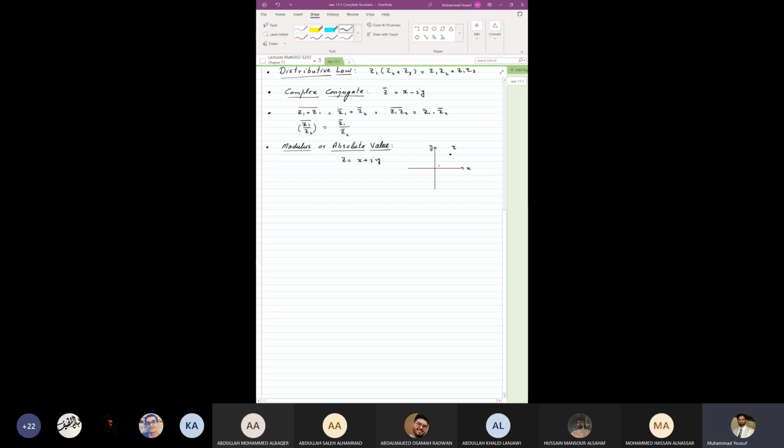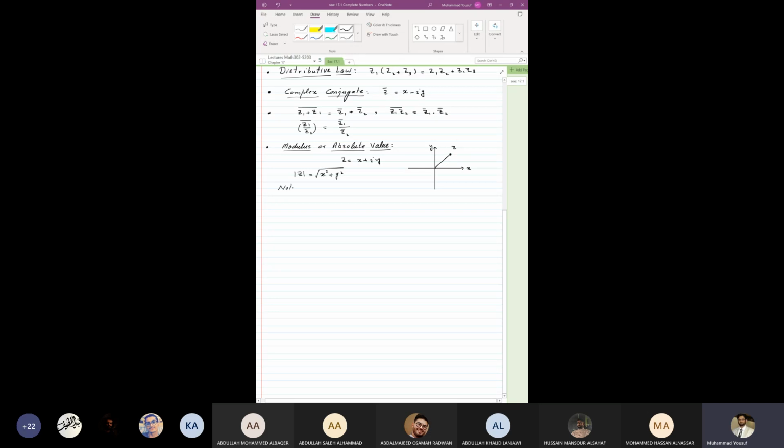And then the modulus of Z is actually this distance. Modulus of Z is denoted by this absolute sign. We call it modulus or absolute value, and that is equal to the square root of real part square plus imaginary part square.